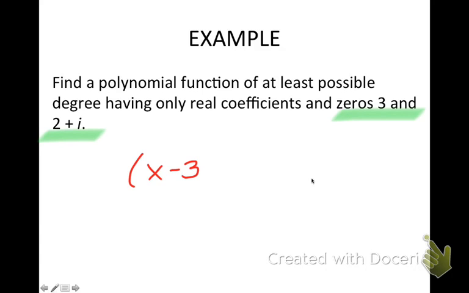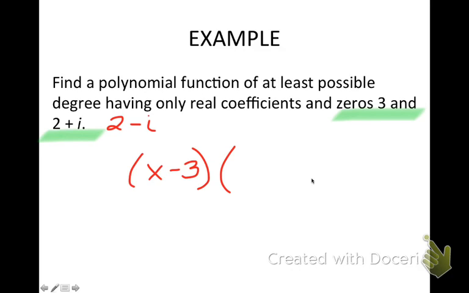Good. Now this is where it gets a little bit tricky. If 2 plus i is 0, then that also means that 2 minus i would also be a 0. Now what would those look like as factors? Here I had a 0 of 3, so all I had to do was do x minus that number, which was 3, right? So what would the factor look like for 2 plus i?